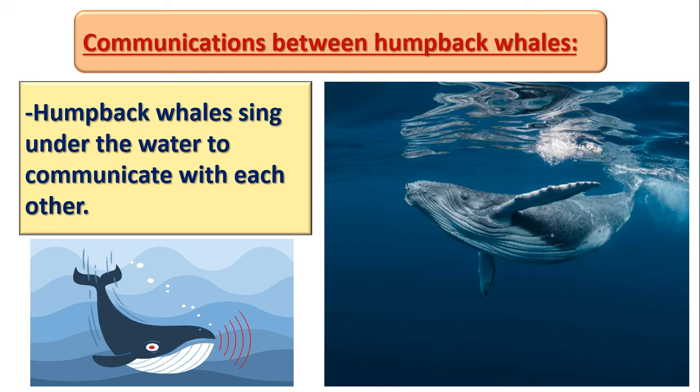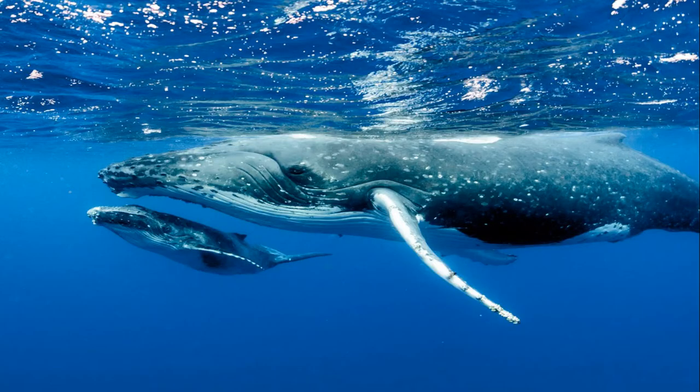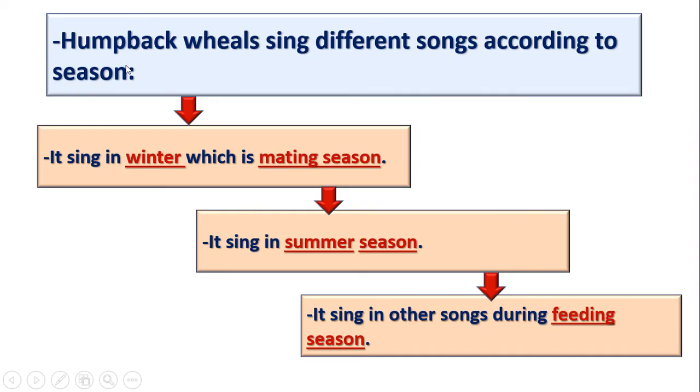Today we are going to talk about a type of whale. It's called humpback whales. This is the humpback whale. In the picture we can see it. The humpback whales use what to communicate with each other? Songs. Super.